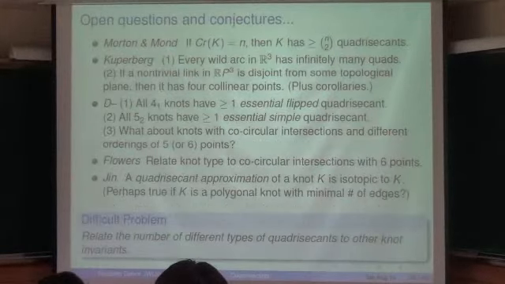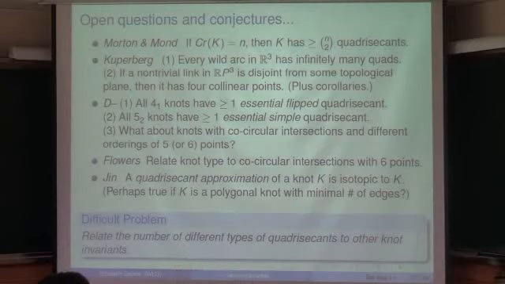Oh yeah, so I thought I'd finish with some open questions. There's a lot. So I think this is the big thing: relate the number of different types of quadrisecants to other knot invariants. It would be nice if we could say, we have this knot and this polynomial. There are 10 flipped and 5 alternating or something. It'd be nice, because the finite type invariant, the V2, is not that good.